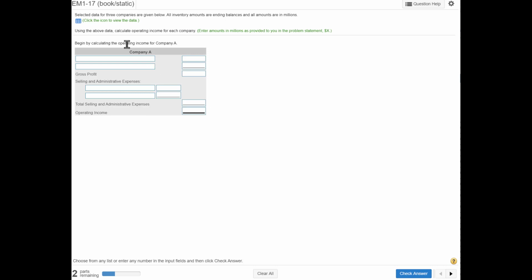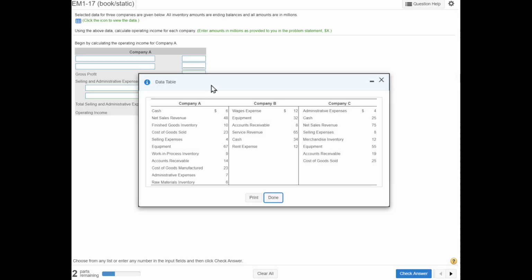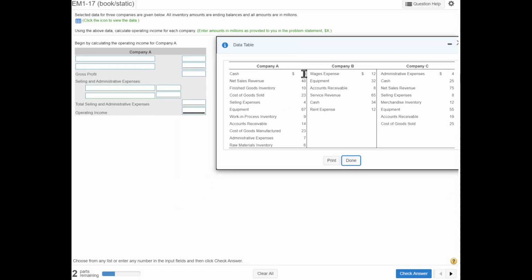Exercise 17. We're going to create the income statement for three different types of companies: a service company, a merchandiser, and a manufacturer. Selected data for three companies are given below. All inventory amounts are ending balances and all amounts are in millions. So like for company A, the amount of cash they have looks like it's 6, but it's 6 million.